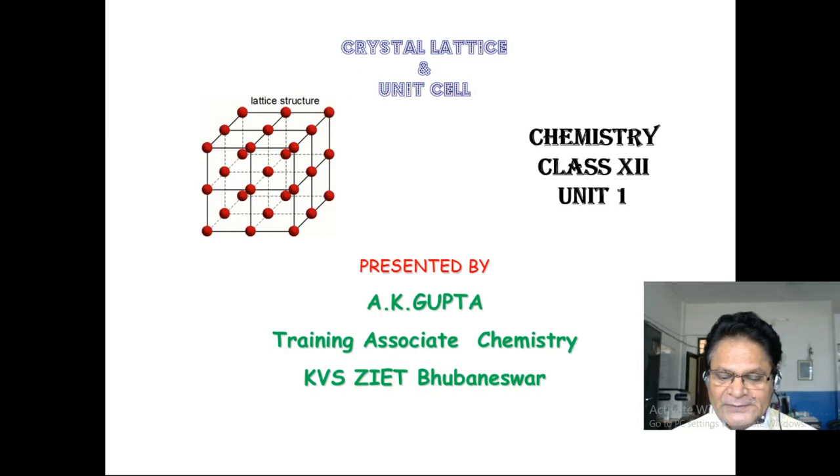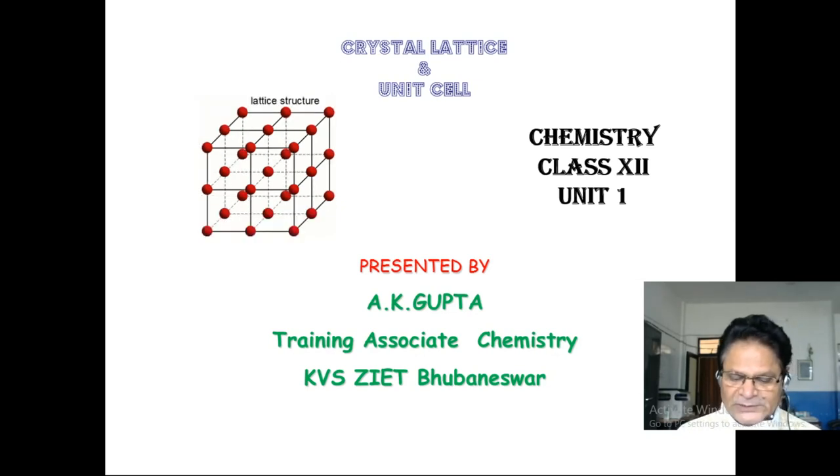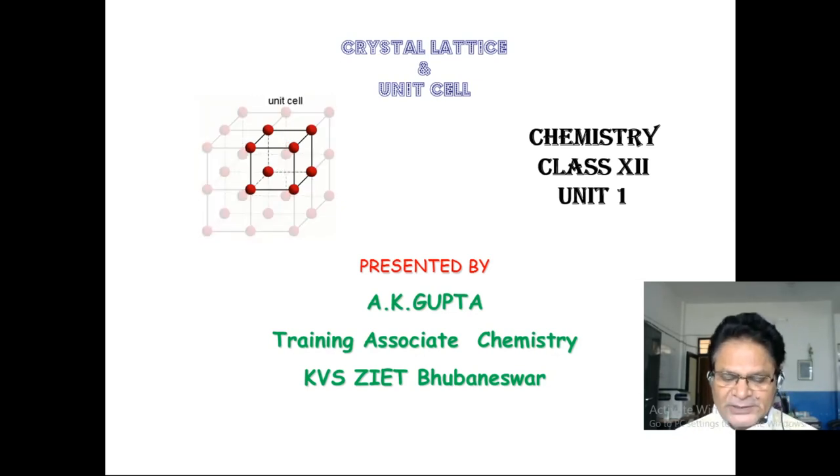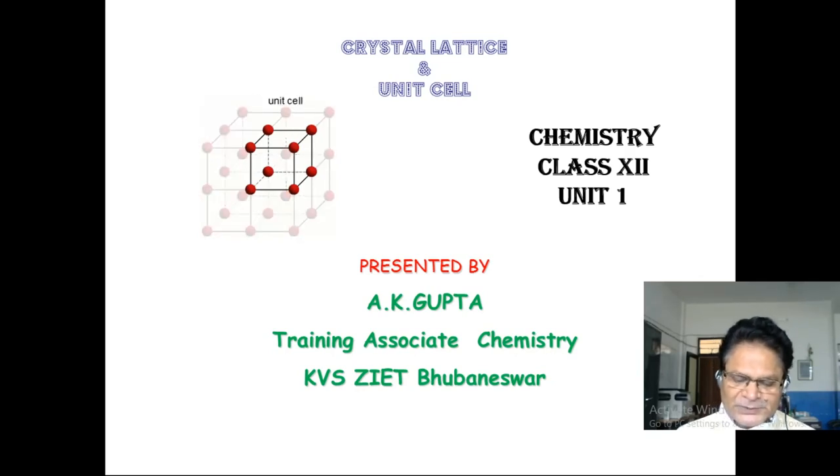I am here with the third video lesson on crystal, lattice and unit cell. Topic of Chemistry Class 12, Unit 1, Solid State. I have already produced two video lessons on this unit. Video 1 was on topic Characteristics of Solids, Crystalline and Amorphous Solids. Video 2 was on topic Classification of Solids. I hope you might have watched these videos. If not, you may go to these videos. Their links are given in the description box.